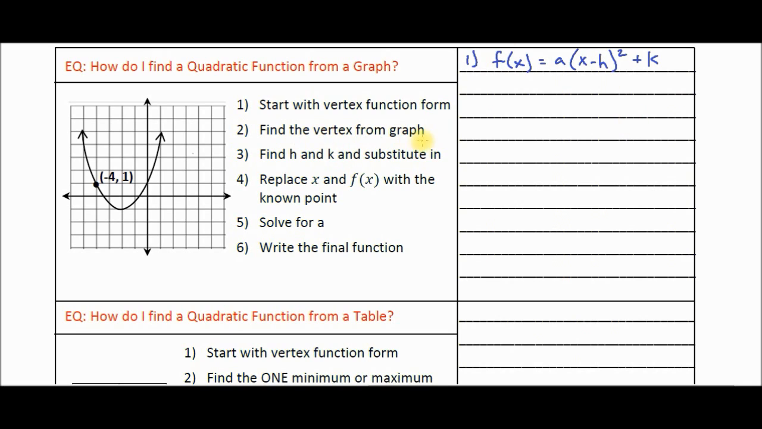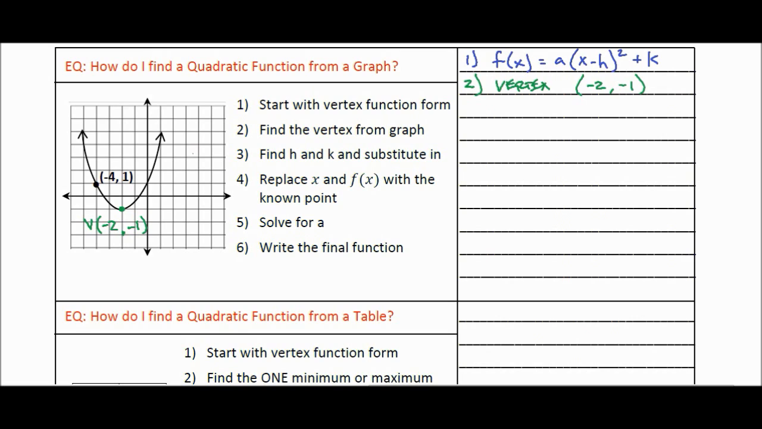Step number 2, find the vertex from the graph. We can see here that our lowest point is right here on the graph. Class, whenever you have to do this, the vertex will always be in a place that's easy to identify. In this case, it's on the grid. So the vertex here is at -2, -1. So for step 2, we're going to go ahead and write the vertex is at -2, -1.